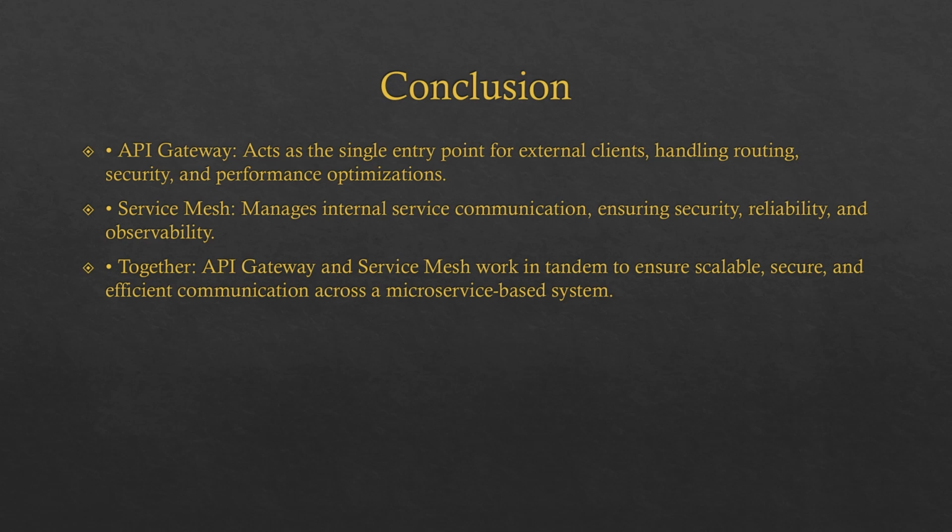In conclusion, both the API gateway and service mesh are crucial components in modern system design. The API gateway serves as the entry point for external client communication, while the service mesh handles internal service communication. Together, they ensure a secure, scalable, and efficient architecture for microservices.